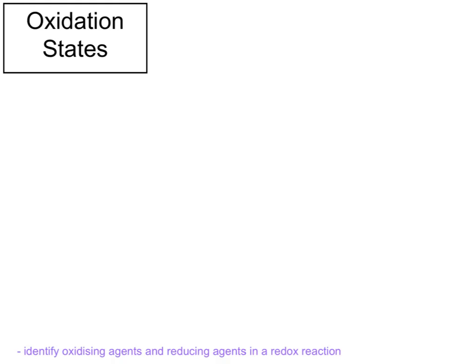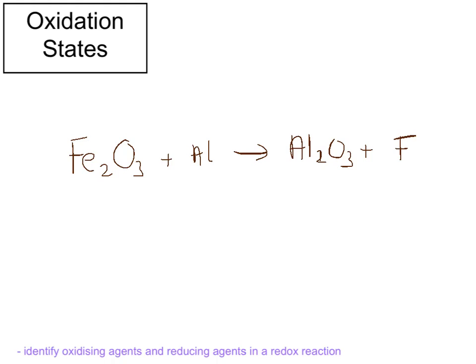Okay, so the Thermit reaction is iron oxide reacting with aluminium to make aluminium oxide plus iron. And to work out what the oxidizing agents and the reducing agents are in this reaction, we've got to work out the oxidation states of each thing.